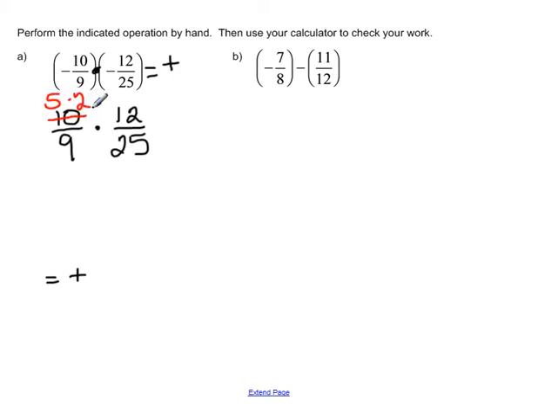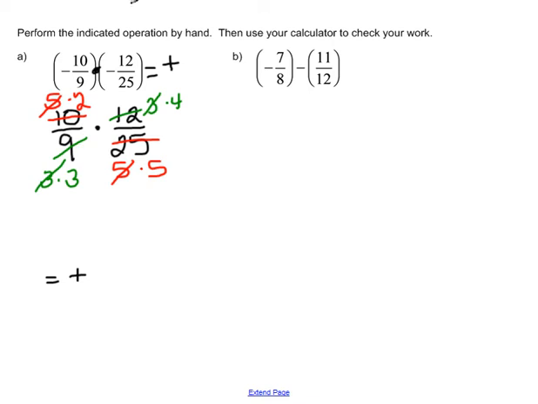So we're going to write 10 as 5 times 2. And we're going to write 25 as 5 times 5. And we're going to cancel out those 5s because 5 over 5 equals 1. Now with the 9 and the 12, we'll do something similar. Greatest common factor of 9 and 12 is 3. So 9 I'm going to write as 3 times 3, and 12 I'm going to write as 3 times 4, showing that greatest common factor. So I can cancel out those 3s.